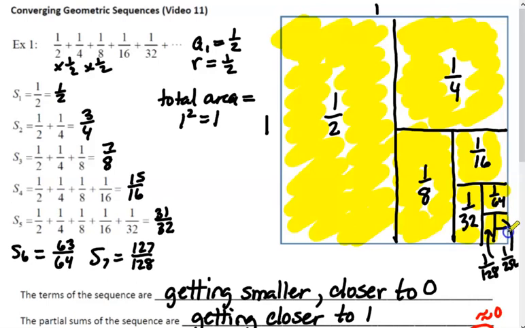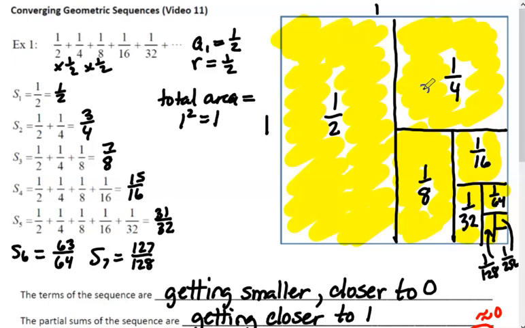But if I keep adding terms, I'm going to keep slicing this little remaining area in half and filling in this corner until, if I add an infinite number of terms, I'm going to completely fill in the area of this square with those terms. So the infinite sum is 1. Now you might say, no, it just gets really, really close to 1. Well, if we stop anywhere short of infinity, yes, the area is only really, really close to 1. But if we go to infinity, the area equals 1.